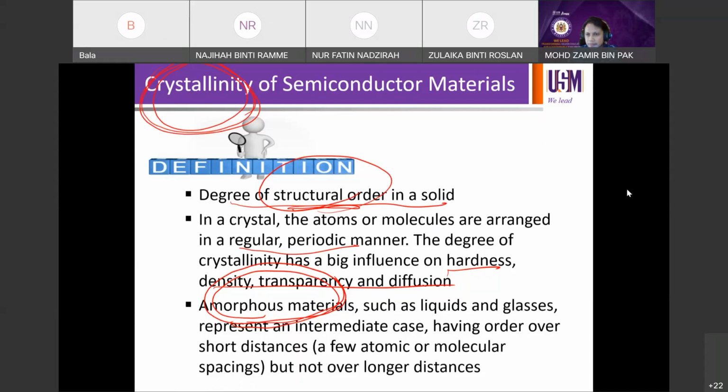Senyap je ni. Syah Zanani, ada belajar ke sebelum ni? Have you learned anything on crystallinity at all? Can unmute yourself, can reply in the chat box. Peswan, ada belajar? Anything on crystallinity at all? Senyap juga ni. Zulaika?